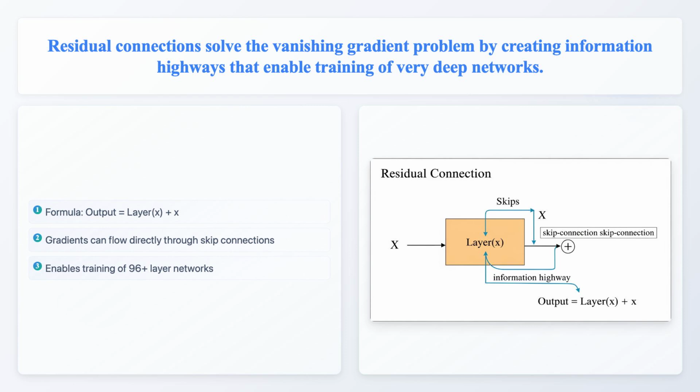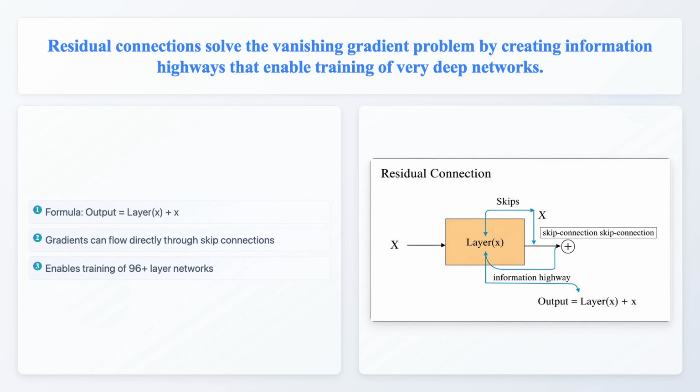Instead of just passing the output of a layer forward, we add the input to the output: layer(x) plus x. This creates an information highway that allows gradients to flow directly through the network, bypassing the layers that might diminish them. Think of it as providing an express lane alongside the local roads. Even if the local processing, the layer, reduces the signal, the express lane, the residual connection, ensures the original information gets through. For data scientists, this is why we can train models with hundreds of layers.